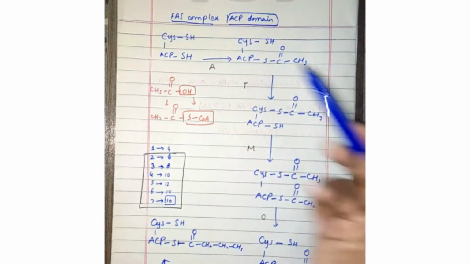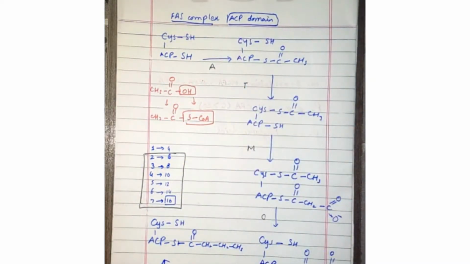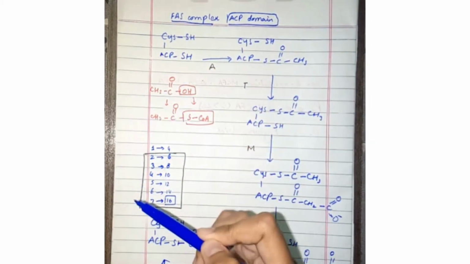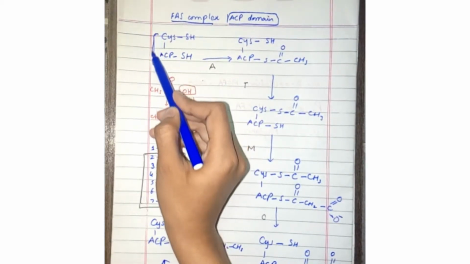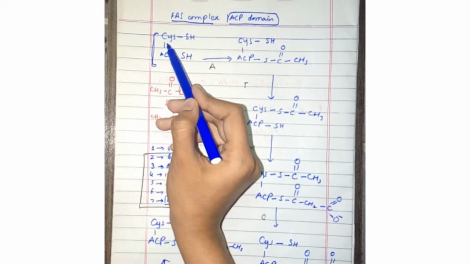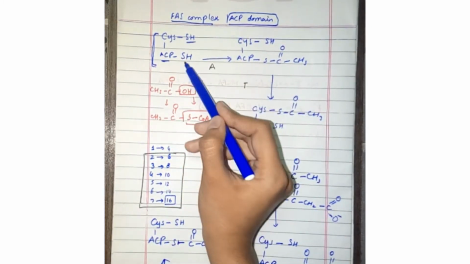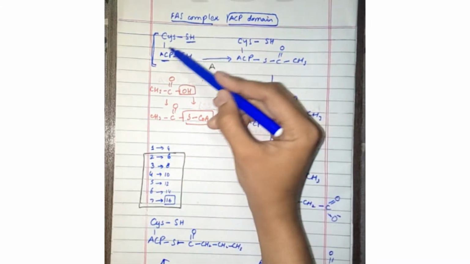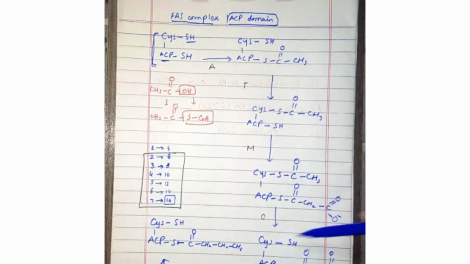As fatty acid synthase complex is an enzyme, it is protein in nature, and protein contains amino acids. One of the amino acids is sulfur-containing cysteine. So here, what is the fatty acid synthase complex? This is the cysteine residue of the complex along with its thiol group, and this is the ACP domain of the complex along with its thiol group. This is the initial structure for fatty acid synthesis, and then all the 7 steps will proceed to form fatty acids.